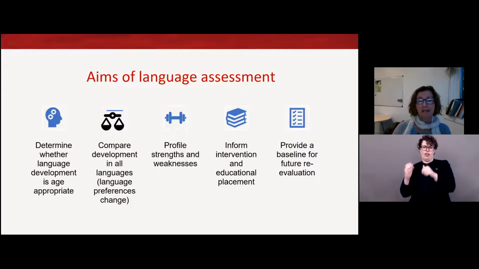And all of these things feed into interventions. So if children aren't developing language in the way we want them to, they'll need support and interventions and the right educational placement. And the other thing about an assessment is that once we have an assessment, we can then look back at how that child performed at a later date and see how they're making progress. And we want to make sure that children are making the expected progress. And if not, then why not?